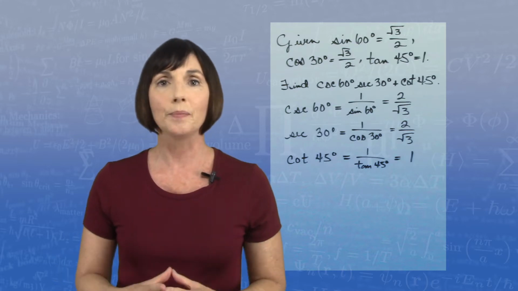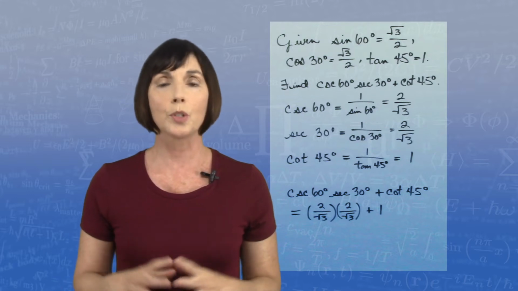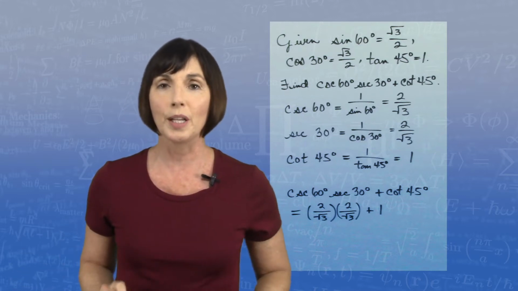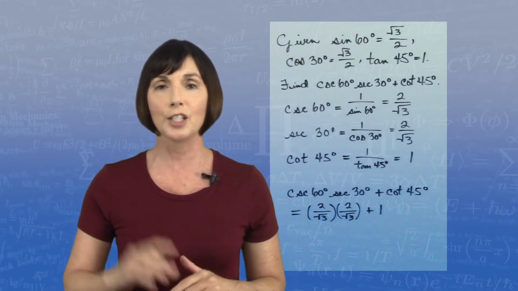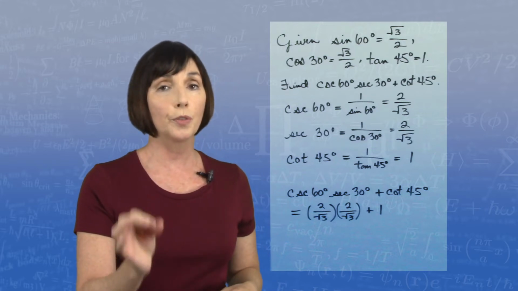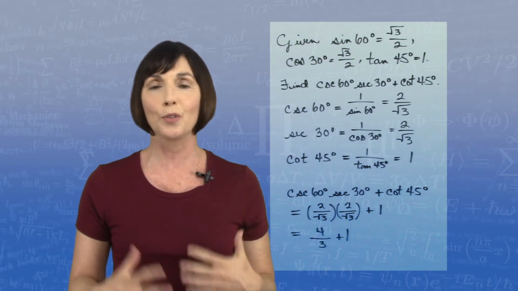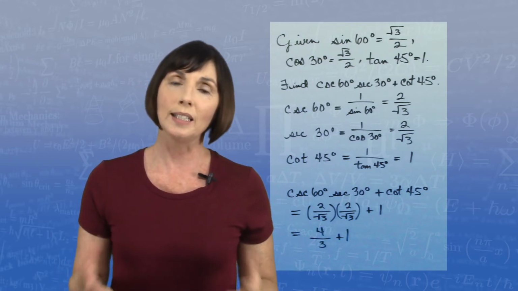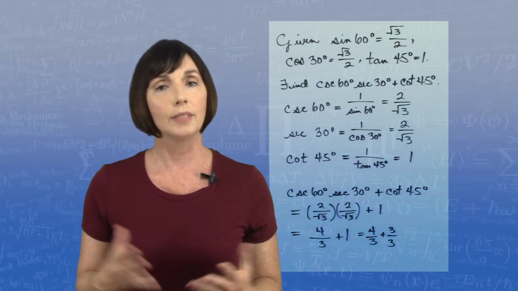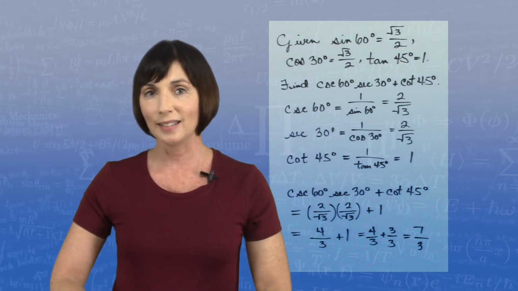Let's plug them in. So we get 2 over the square root of 3 times 2 over the square root of 3 plus 1. Just like any other problem, do order of operations, multiplication first before addition. So 2 times 2 is 4. Square root of 3 times square root of 3 is square root of 3 squared. It's just 3. So we get 4 over 3 plus 1. We can turn 1 into a fraction of 3 over 3. So we get 4 over 3 plus 3 over 3 equals 7 over 3. So this expression evaluates to 7 over 3.